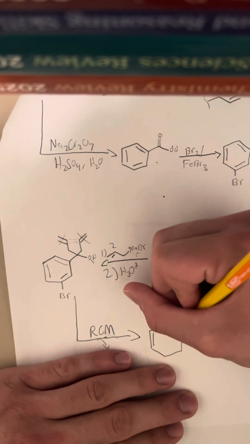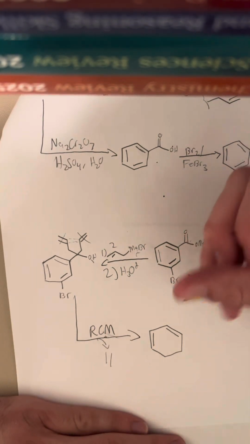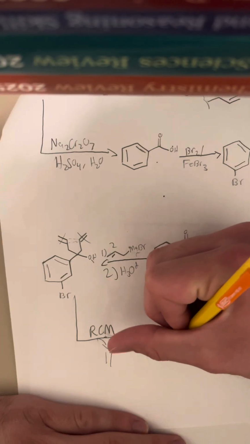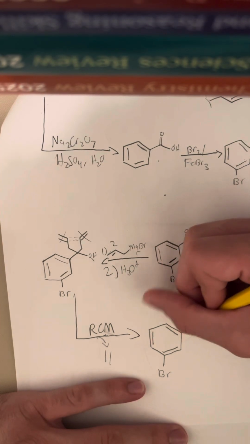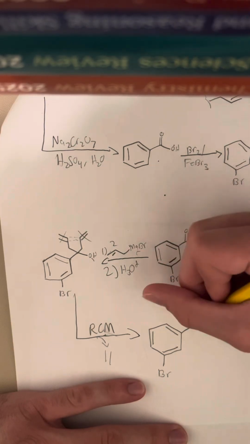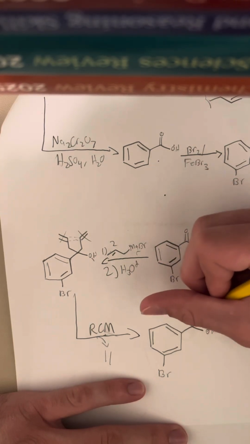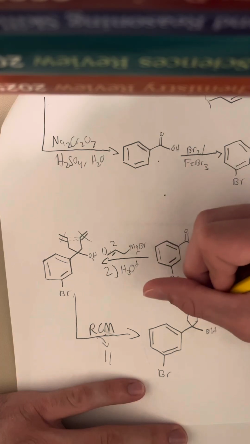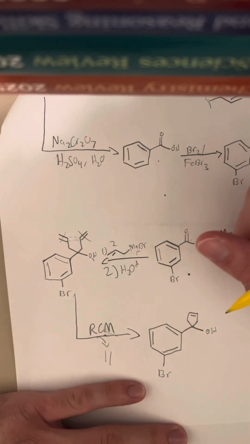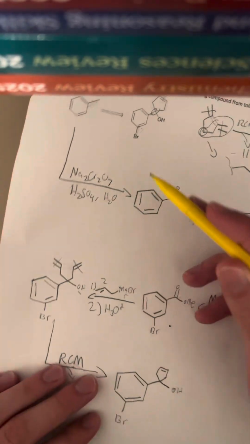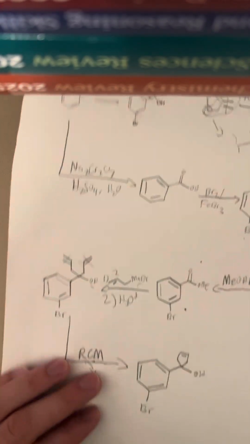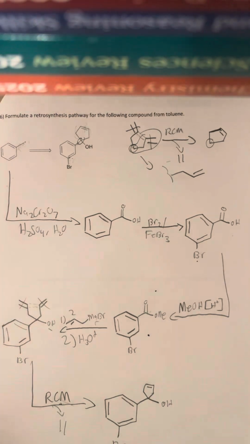Make sure you review chapter 19, review those RCMs, review those ROMPs. I know they can be a little tricky, but they are very important because they will show up on the exam as they're showing up here. And notice, this and this is the same thing. So we successfully performed that synthesis.